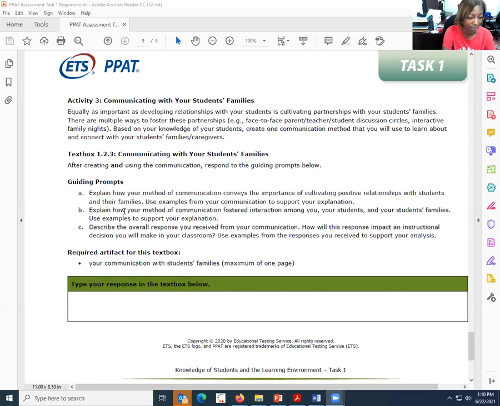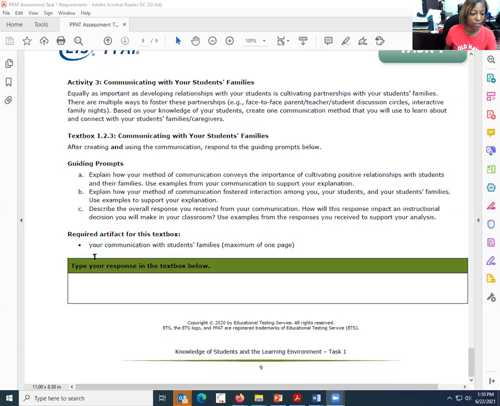Remember to use examples. And guiding prompt C says, describe the overall response you received from your communication. How will this response impact an instructional decision you will make in your classroom? Use examples from the responses you receive to support your analysis. And of course, if you were taking the PPAT, you would indicate your responses here.